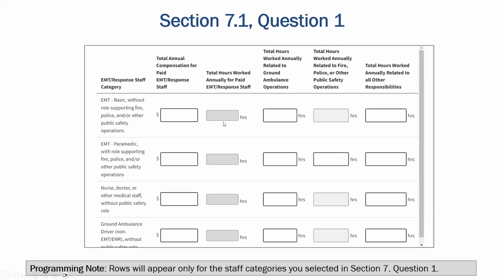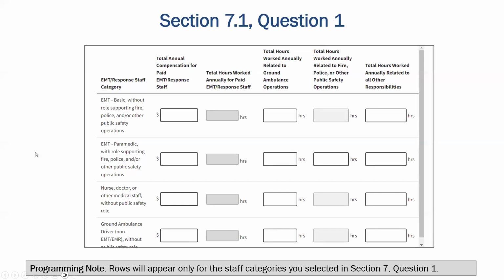We'll loop back to this gray shaded box here for total hours worked. This is a field that the GADCS calculates for you. So based on whatever information you put in these three columns to the right in terms of hours worked for ground ambulance operations, fire, police, or other public safety operations, and all other responsibilities, the GADCS system will add those three numbers up and report a total here for you. This is a good check if you want to validate the numbers you're putting in against, say, your payroll records.